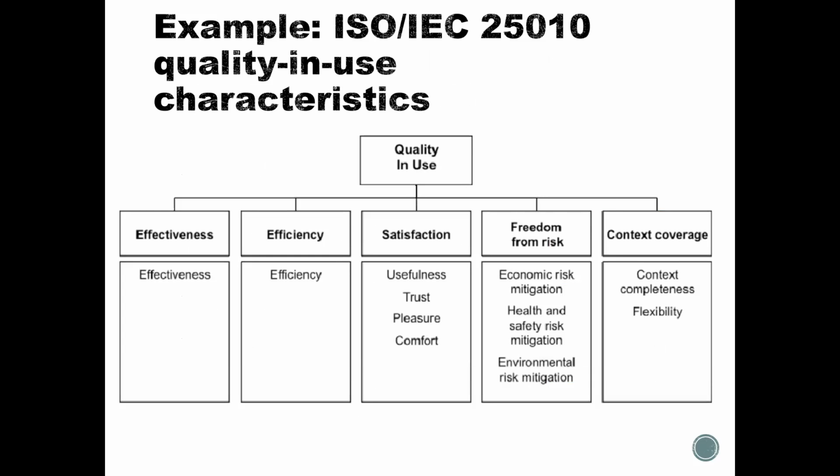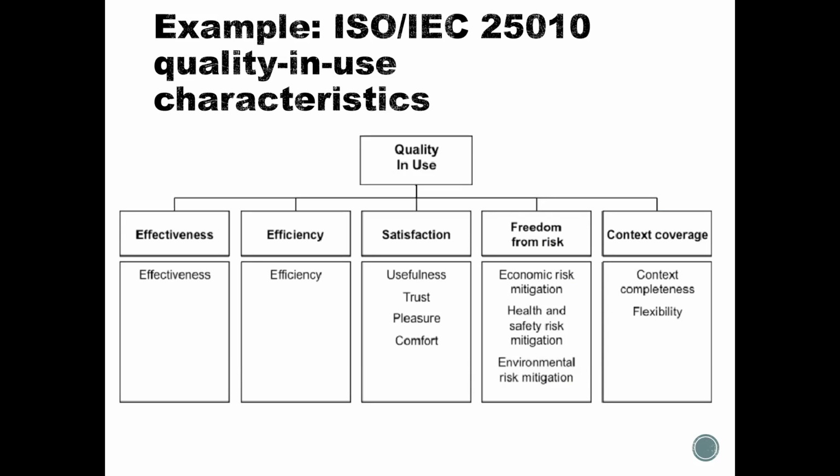Then we also have the other ISO IEC 25010 model, which talks about quality in use characteristics. Quality in use is basically the degree to which a product or a system can be used by specific users to meet their needs to achieve a specific goal, with effectiveness, efficiency, satisfaction, freedom from risk, and context coverage.